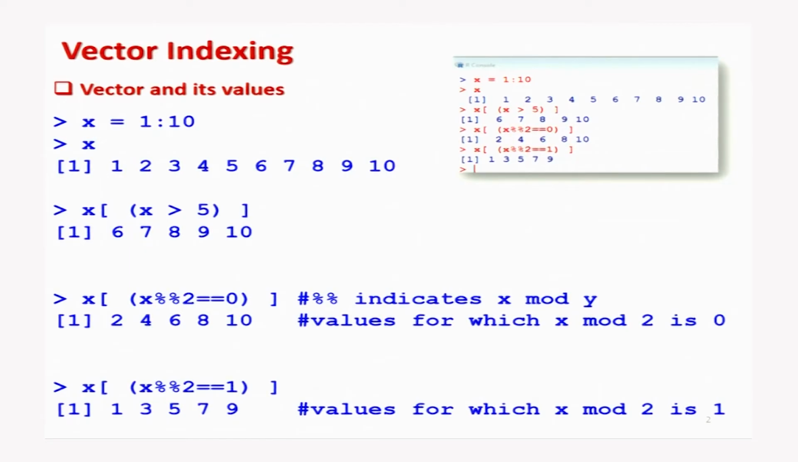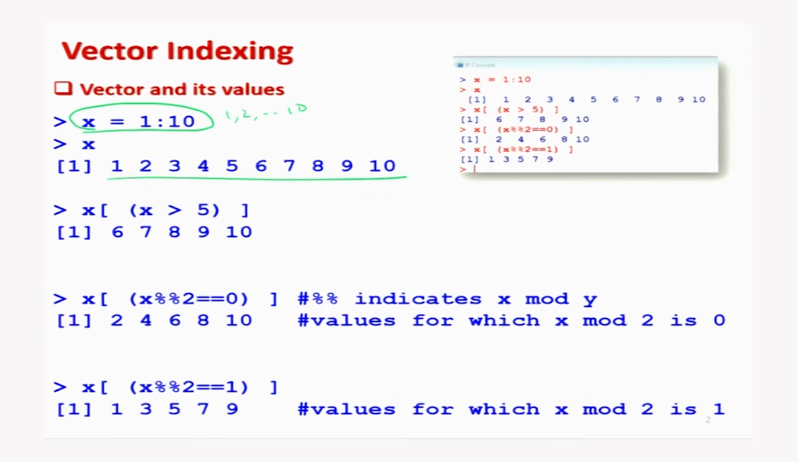First let me give you a very simple operation related to the vector. Suppose I consider here a data vector which has the values 1 to 10, and this is here x. Now I just want to show you a couple of operations related to this vector. Suppose you want to know how many values in this data vector are more than 5, and what are those values.